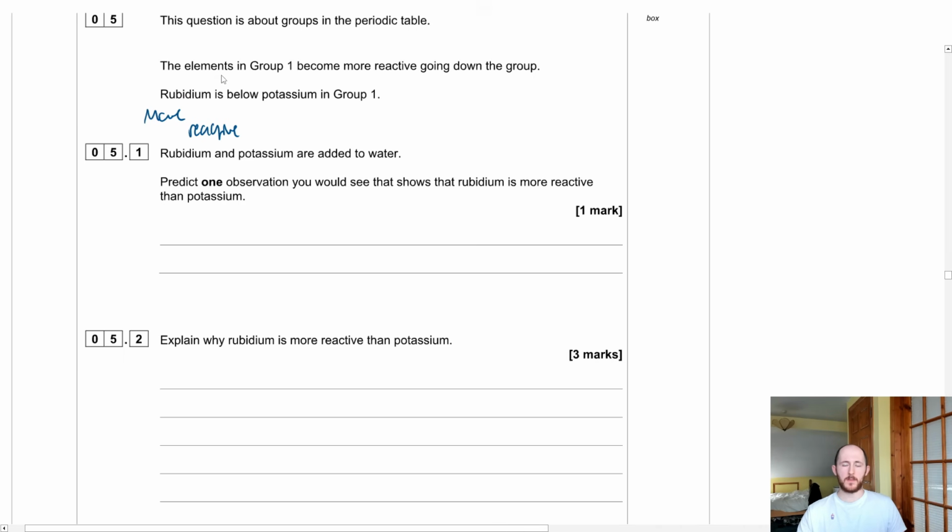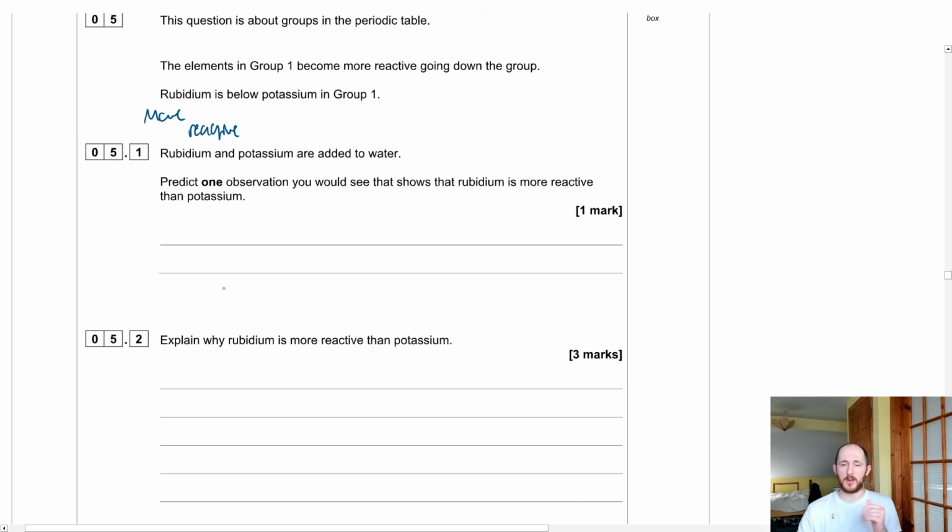Cool. In fact, rubidium is one where you're going to start not being able to do it in school because it actually explodes. So it goes bang. Not like a massive explosion or anything, but it is more of an explosion, whereas potassium is more of a fizz. So rubidium and potassium are added to water. Predict one observation you would see that shows the rubidium is more reactive.